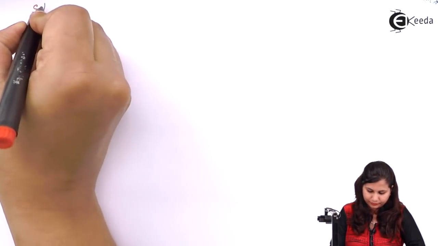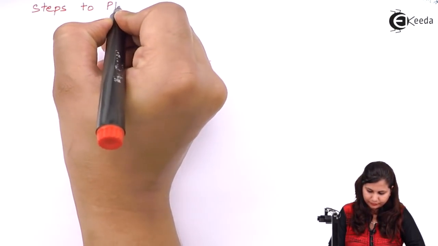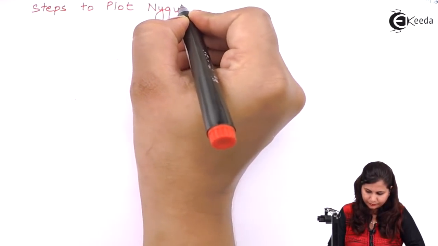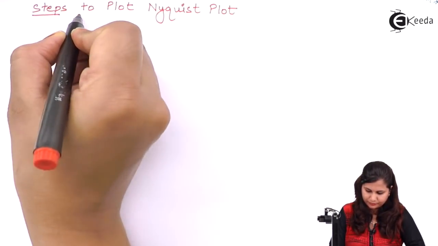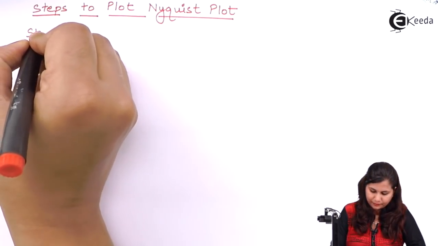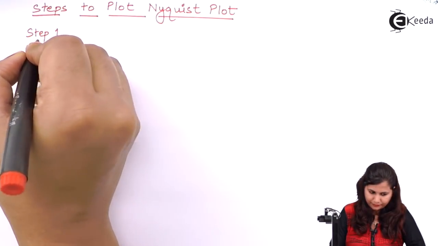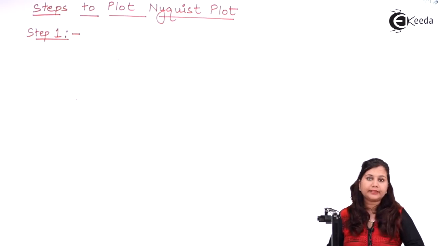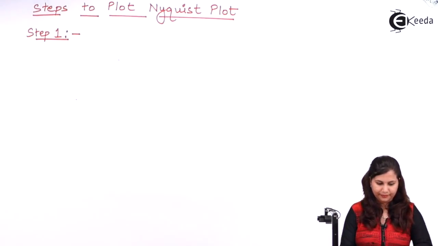So we have studied the various terms used in the Nyquist plot. Now what are the steps to plot the Nyquist plot? Let's see. The first step is to determine the transfer function G(s)H(s) of the control system.